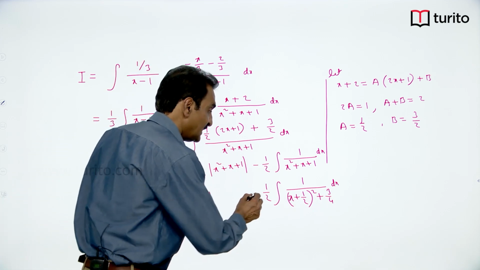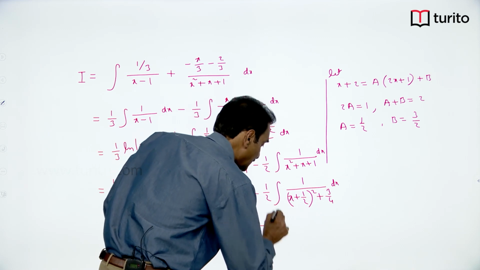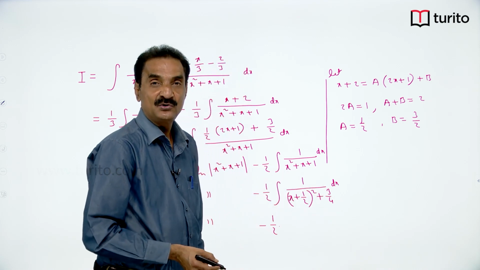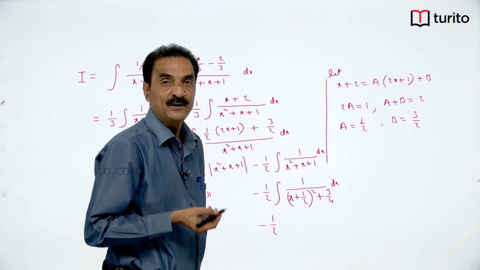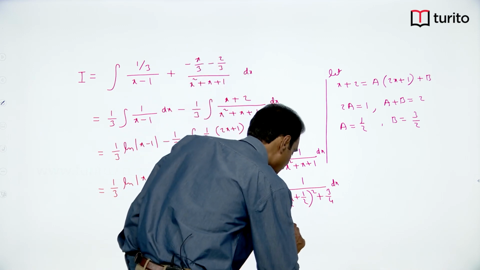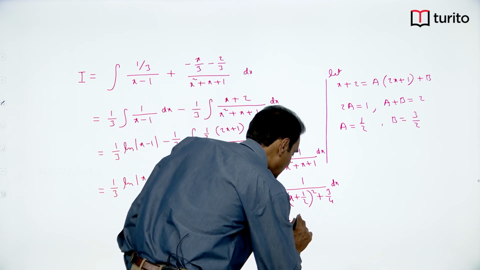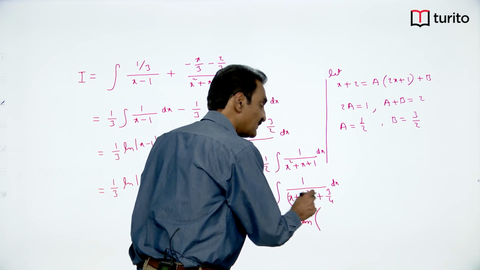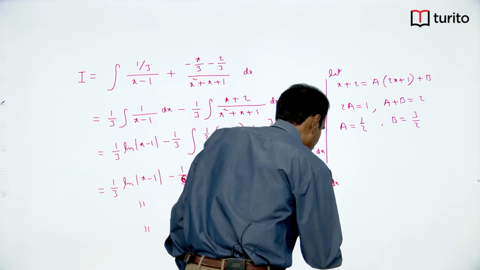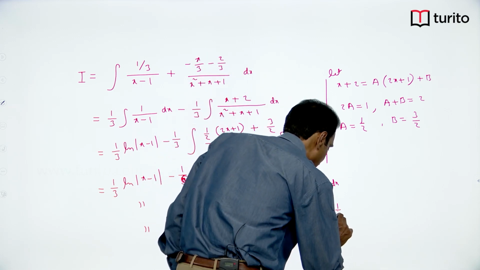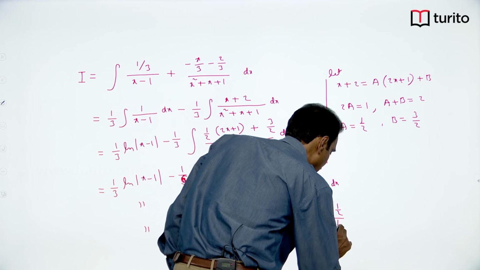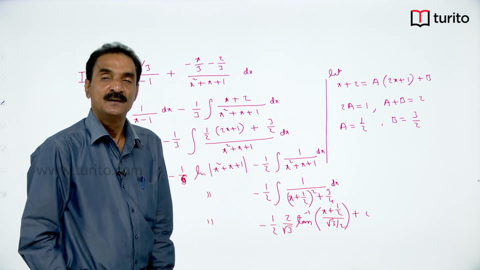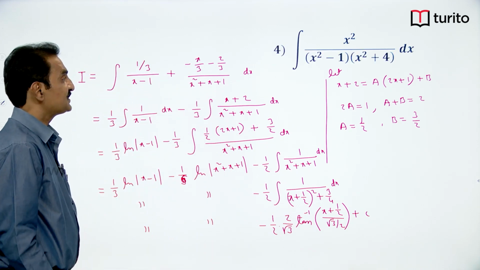Same first two terms, minus 1 by 2 into 1 by a. This is a square. So, a is root 3 by 2. 1 by a is 2 by root 3. Tan inverse x plus 1 by 2 by root 3 by 2, plus c. Now simplify it. Okay. Now proceeding to next question.